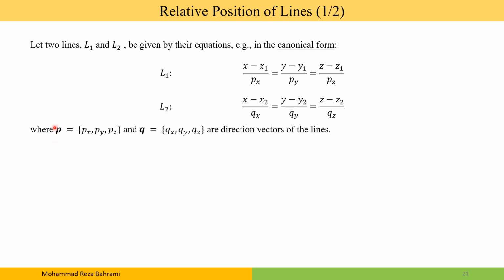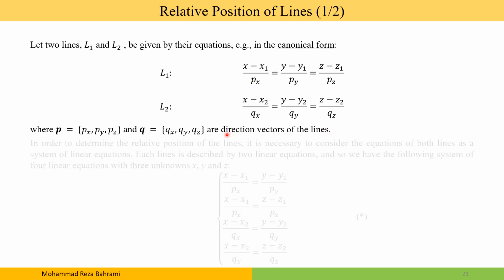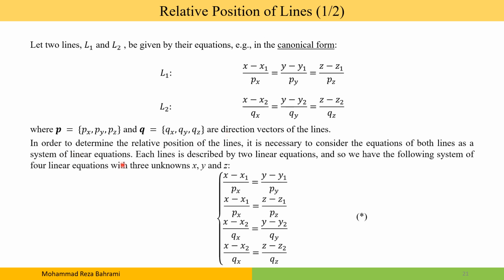Okay, let's continue with the relative positions of lines. Let two lines L1 and L2 be given by their equations. For example, here we have a canonical form, and we know the direction vectors from the canonical form. In order to determine the relative position of the lines, it is necessary to consider the equations of both lines as a system of linear equations.